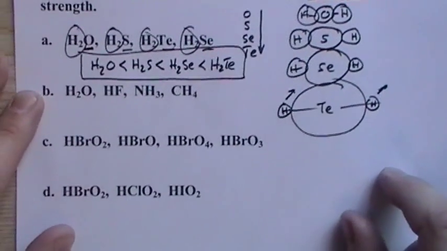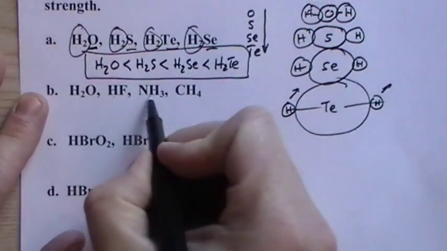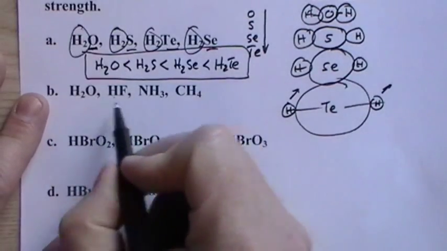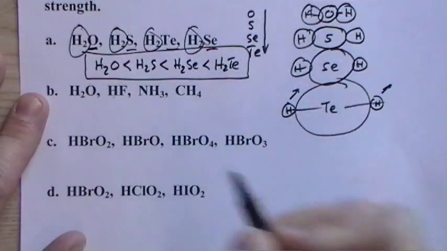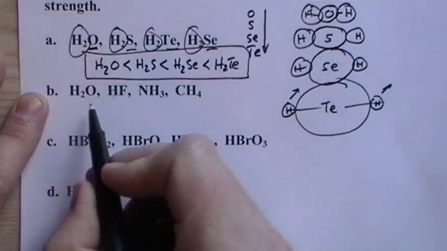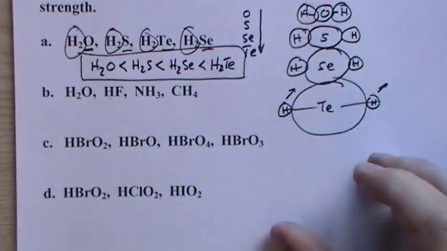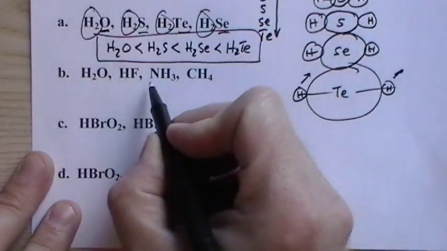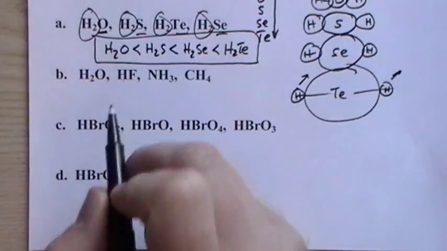Okay, now look at the next set here. We have hydrogens again in each of these. So these are all, well, they're not all acids, but we're going to treat them as if they are. Now look, they're all from the same row. They're all from the second row of the periodic table. And we have carbon, nitrogen, oxygen, and fluorine.